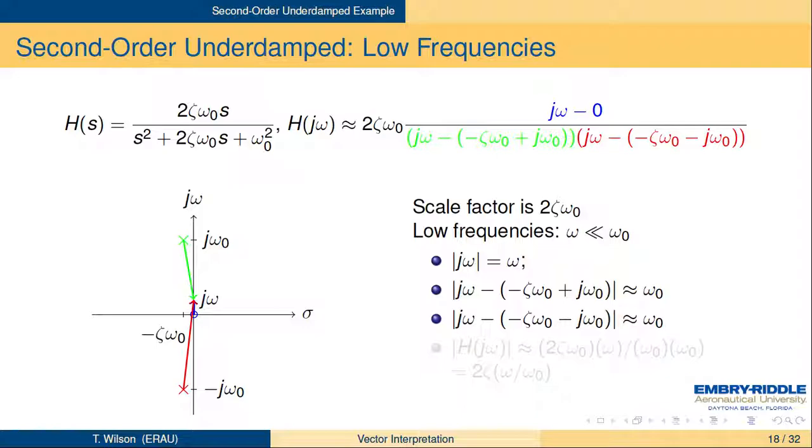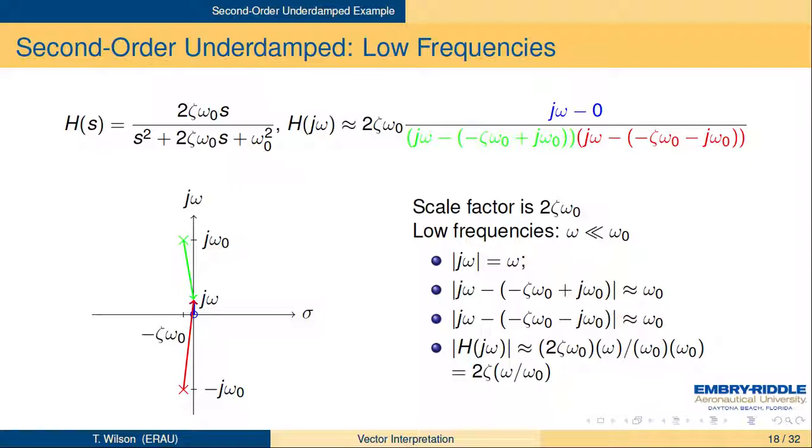It's about omega naught. So we can put these together to figure out the magnitude of the frequency response for low frequencies. It's going to be the scale factor 2 zeta omega naught times omega, the length of the vector from the 0 to j omega, divided by the product of the lengths of the vectors from the poles, and each of those is omega naught. So you end up with a net omega naught squared in the denominator.